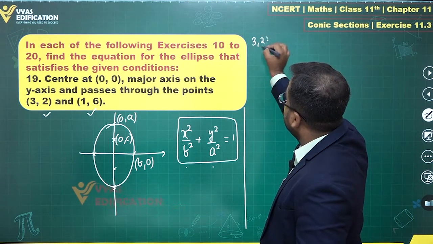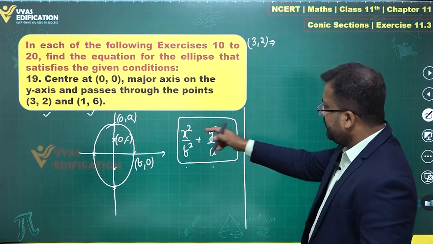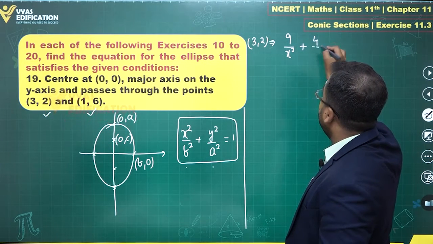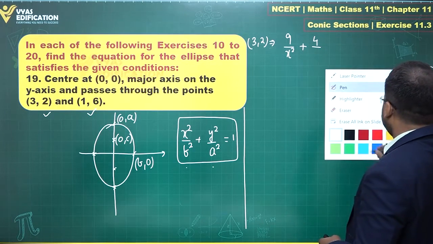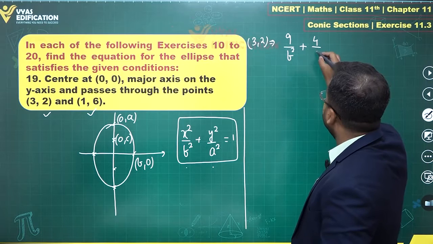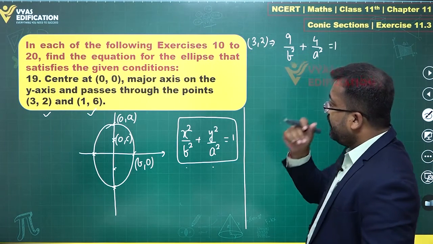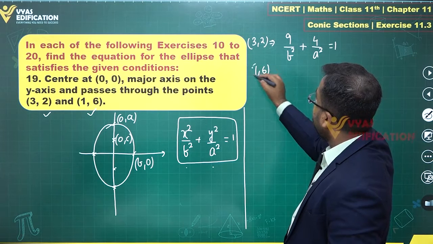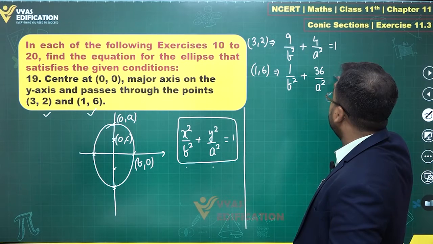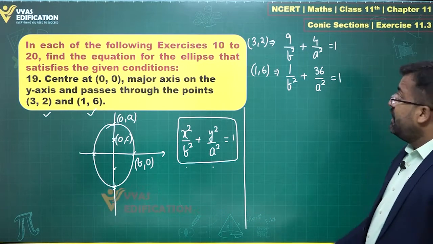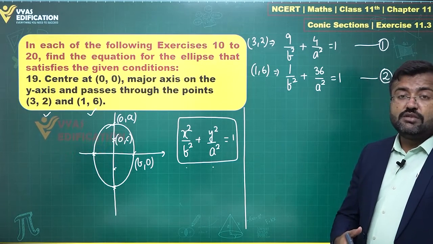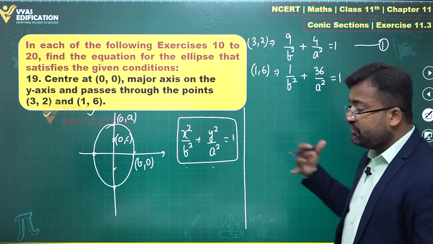If the ellipse passes through 3, 2, that implies you will have 9 upon b square plus 4 upon a square is equal to 1. And if the ellipse passes through 1, 6, that implies you will have 1 upon b square plus 36 upon a square is equal to 1. Let's call this equation 1 and this equation 2. Now we are supposed to solve for a square and b square with the help of these two equations.